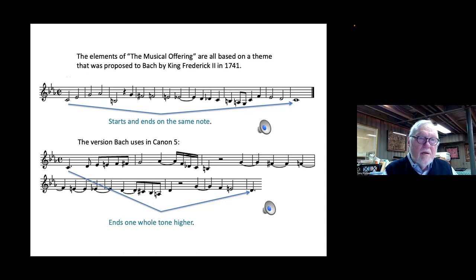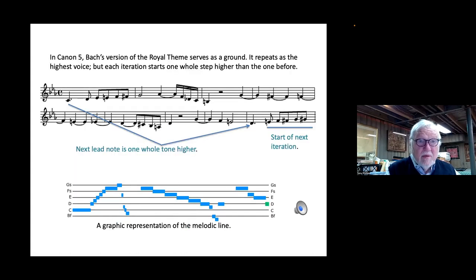So the most important difference here is that the king's theme starts and ends on the same note, but this adaptation of Bach ends one whole tone higher than it starts. And Bach is going to use this modified theme as the baseline for canon 5. But every time it repeats, it's going to repeat starting one tone higher. So this sounds kind of impossible, but this is how it's going to be.